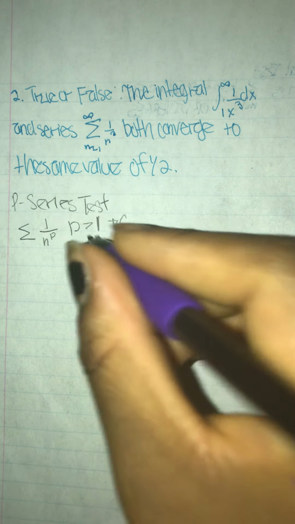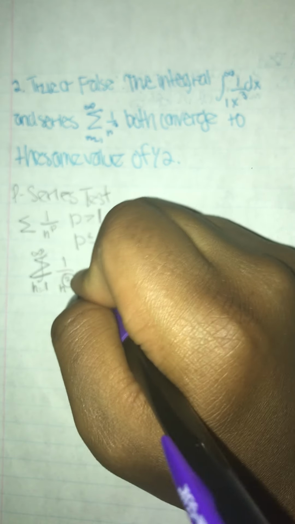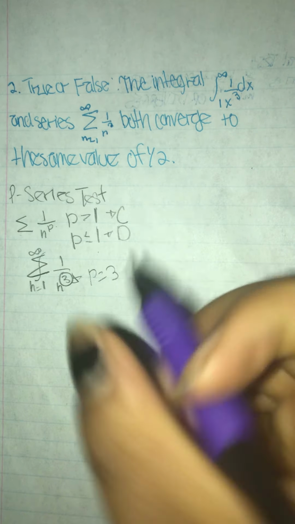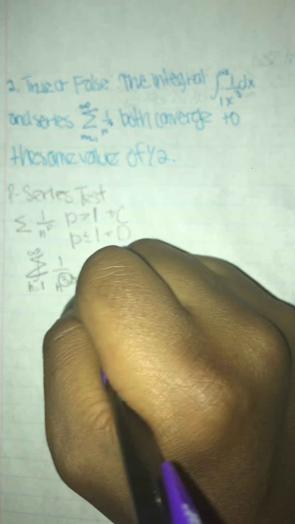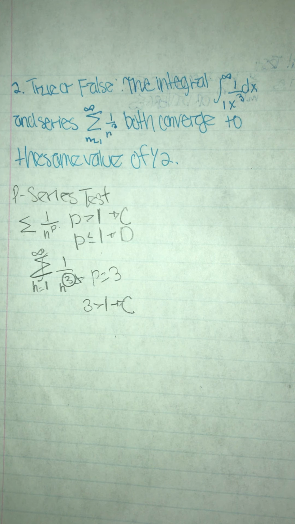So in our problem, we notice that we have this integral or series 1 over n cubed, and we have this 3, and it's set up in the same way. So we can see that p is equal to 3, and based off of these rules, where 3 is greater than 1, the series converges. So that means that this particular series is convergent, and also the integral converges.